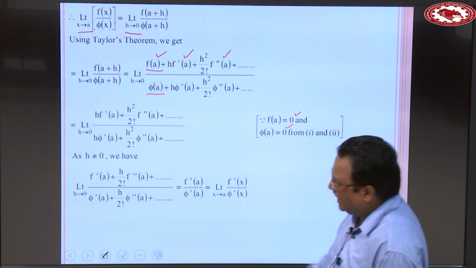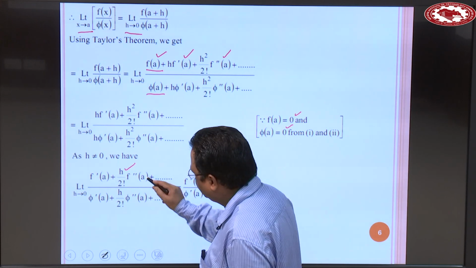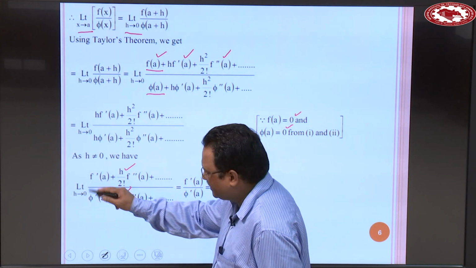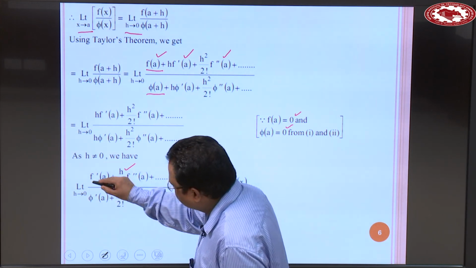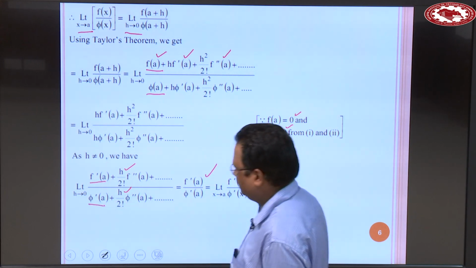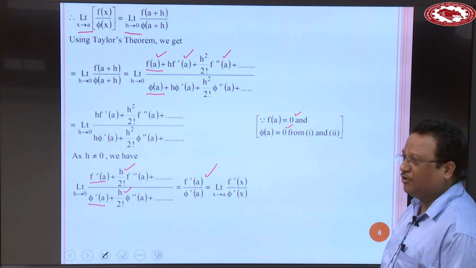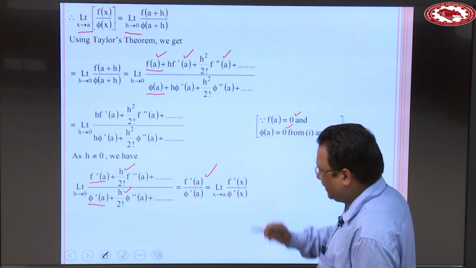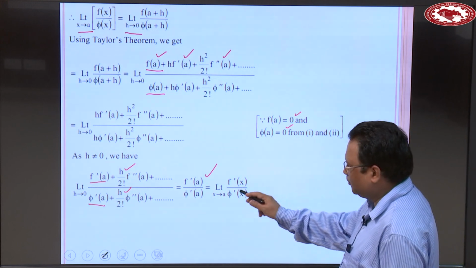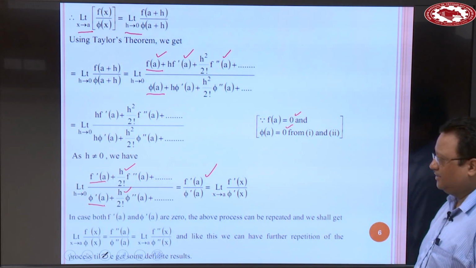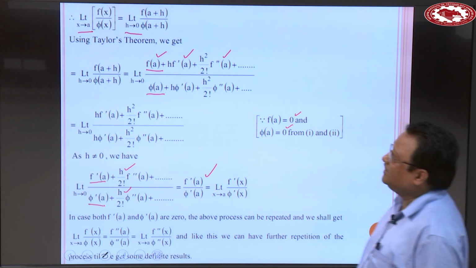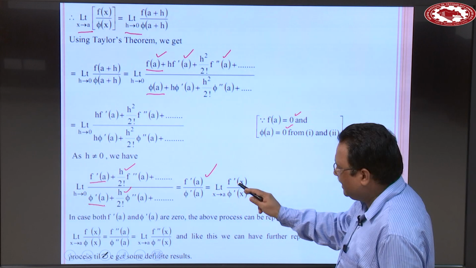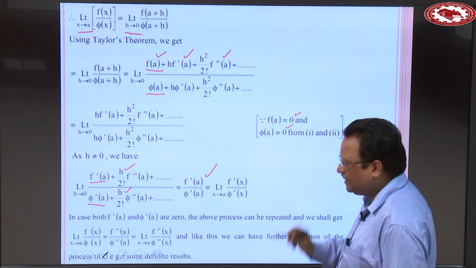Clear? Now, as h tends to 0, this term tends to 0, all others tend to 0. So, after applying this limit, we obtain only this term and this term: f dash a over phi dash a. Now, this result is equal to limit x tends to a of f dash x over phi dash x. So, limit x tends to a of f x over phi x is equal to limit x tends to a of f dash x over phi dash x.